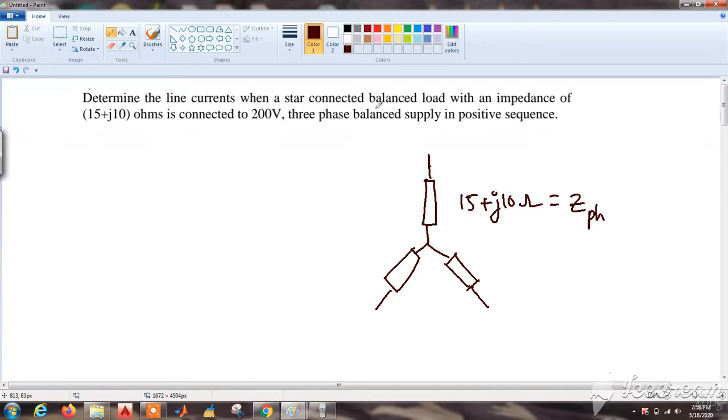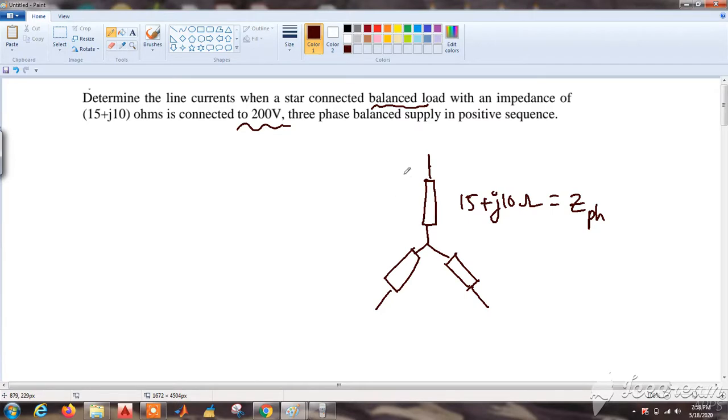So what is the meaning of balanced? That means all the loads connected are of the same value. So this and this all have the same value of 15 plus j10 ohms. It is connected to 200 volts. Now in a question like this, if it is not given whether it is line voltage or phase voltage, simply assume it as line voltage only.